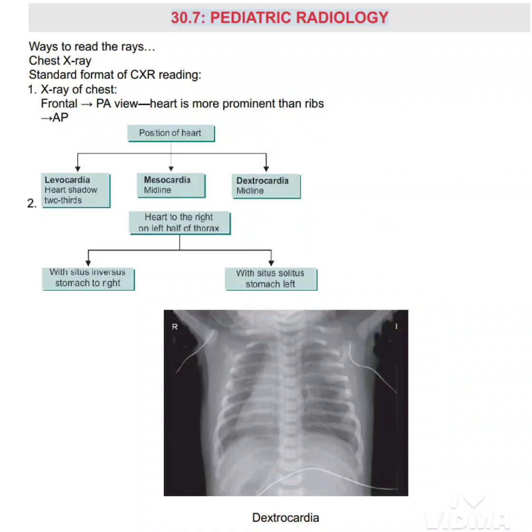Pediatric chest X-rays, three views: frontal view, PA view, AP view. PA view shows the heart more prominent. AP view shows the ribs more prominent. Positions of the heart: three positions: levocardia, mesocardia, and dextrocardia.